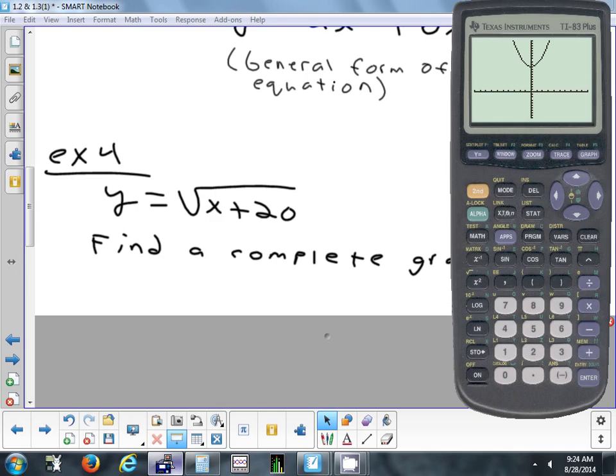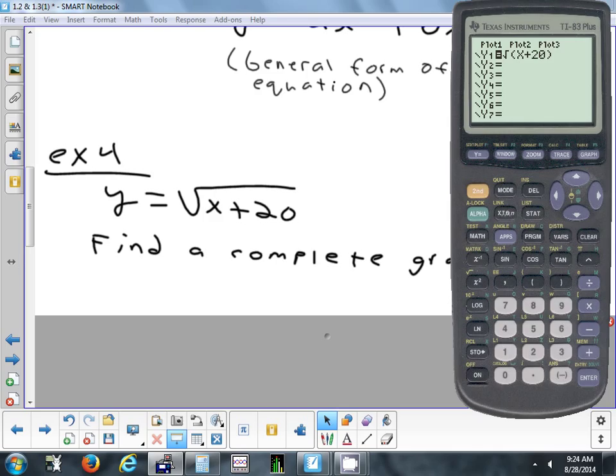Yeah? You have to make sure you put parentheses around the x plus 20 because otherwise it's just going to square root x and then add 20 to that. Okay, that is something else that's important. On the TI-83, it's automatically going to insert a parenthesis for me. On the TI-82, it won't. So if you're using the 82, you're going to have to type the square root and then put a parenthesis. Just like that. Okay, so that's important.